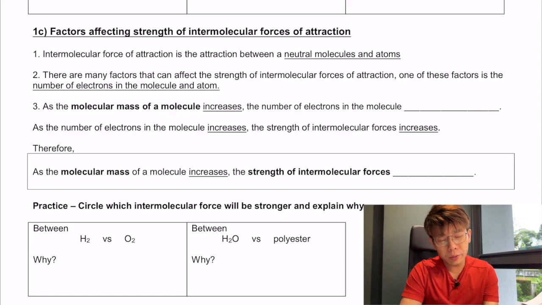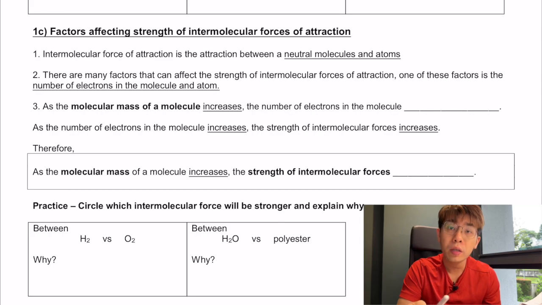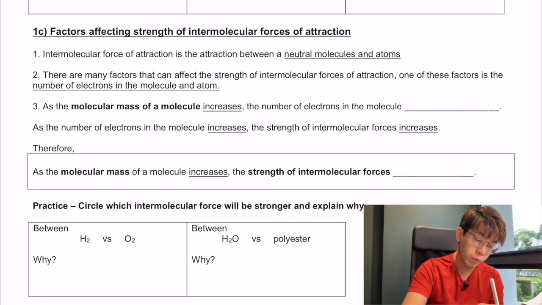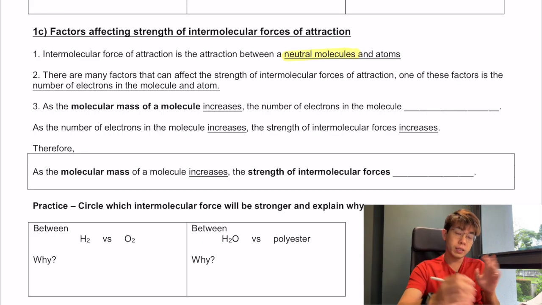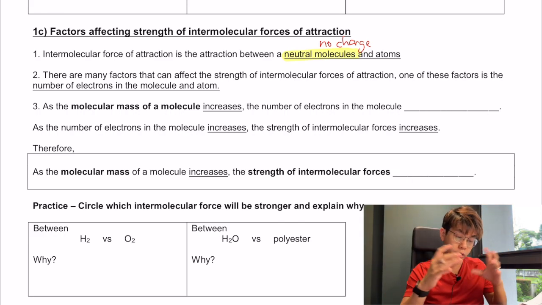Right, hello everyone. So today we are going to learn about what affects the strength of an intermolecular force attraction. So we have just learned that intermolecular force attraction is between neutral molecules. That means things that have no charge, right? So we are looking at particles that have no charge, so there's attraction.